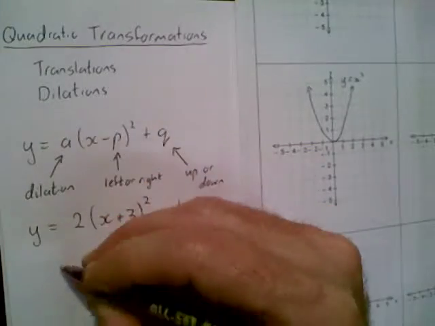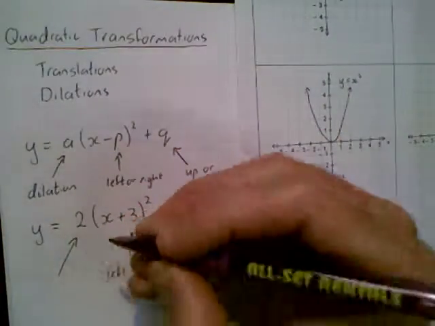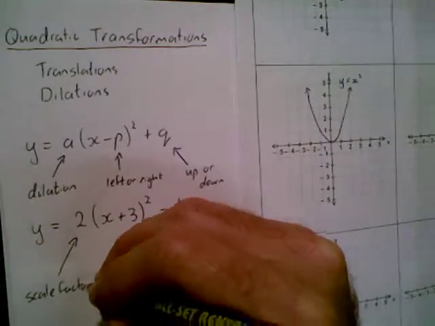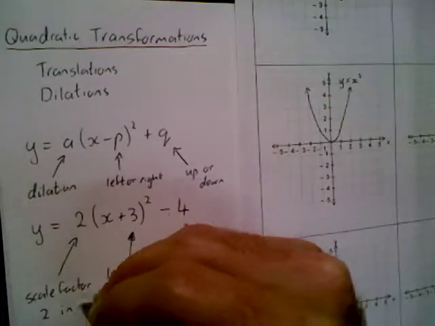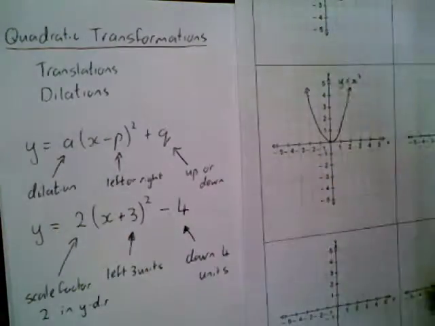And then we've got our dilation, so that's the number out the front of the bracket here. And so that's a dilation of scale factor 2, and it's in the y direction. So what it means is the graph gets stretched out in the y direction.